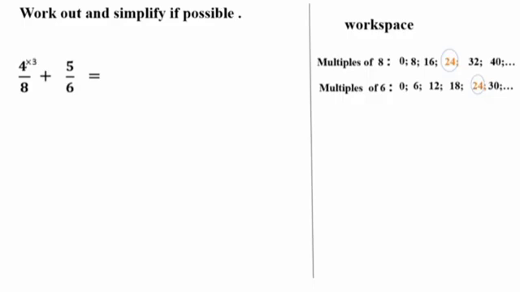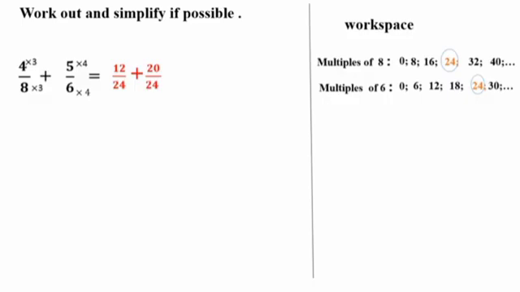So how do we transform the 8 and 6 into 24? To transform 8 into 24, we have to multiply it by 3. Therefore, we have to multiply the top and the bottom of the fraction by the same number, which is 3. So we multiply the numerator and the denominator by 3. And how do we switch 6 into 24? We have to multiply it by 4. Therefore, we multiply the numerator and the denominator by 4. So the answer will be 12 over 24 plus 20 over 24.